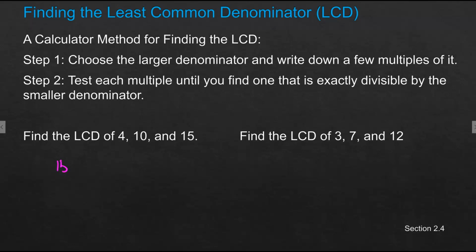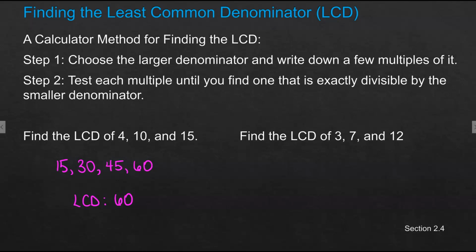So we're going to go with 15. So 2 times 15 is 30. Well, 4 doesn't go into 30. 10 does, and 15 does, so we're not there yet. 3 times 15 is 45. And so 4 and 10 won't divide into 45 and give me a whole number. And so one more, 60. When you check this, you'll see that 4 divides into 60, 10 divides into 60, and of course 15. And so our LCD is going to be 60.